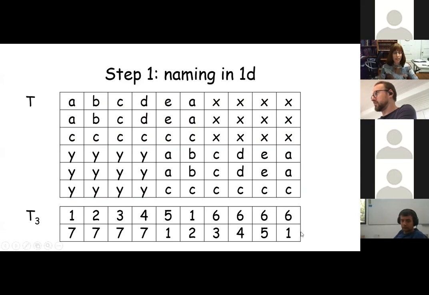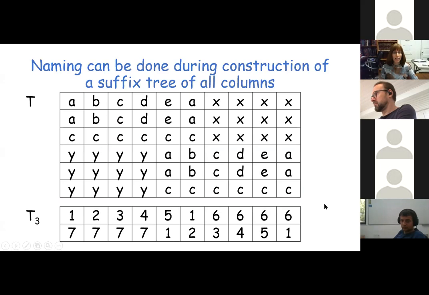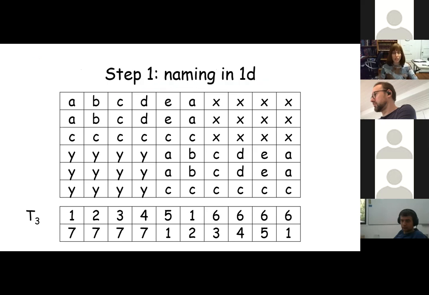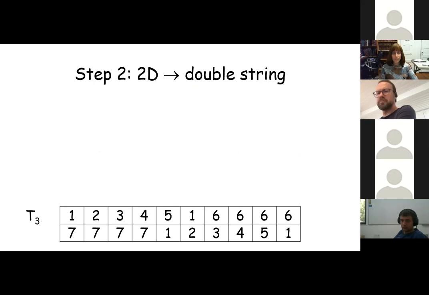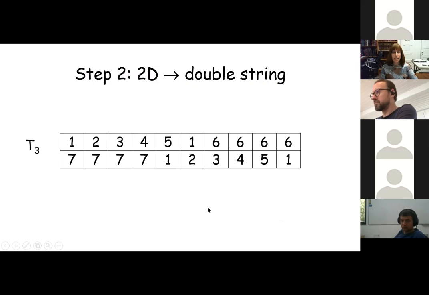So we got ourselves 2 rows of names of height 3, and that can be done by constructing a suffix tree of the columns of your text. And while you're constructing the suffix tree, you put down those names according to the nodes that you hit. And we went ahead and converted our problem from 2D into a double string problem. How is it a double string problem?